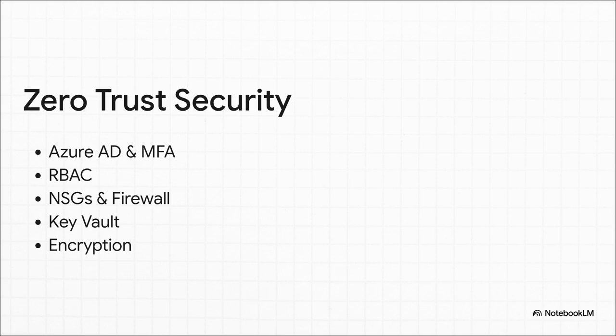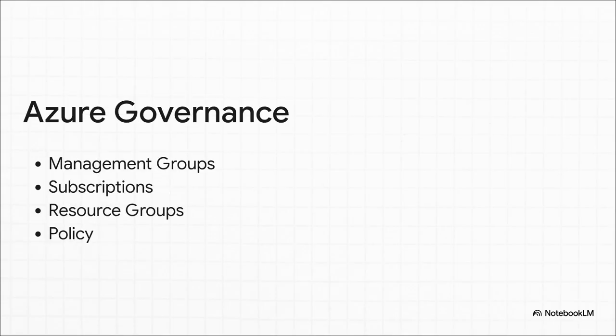You start at the front door with identity management using Azure Active Directory and MFA, then control access with RBAC, step down into the network level with NSGs and Azure Firewall, and finally, secure the actual data using Key Vault for secrets and robust encryption for data at rest and in transit. That shows you see security as one holistic ecosystem. But security without governance is basically just chaos.